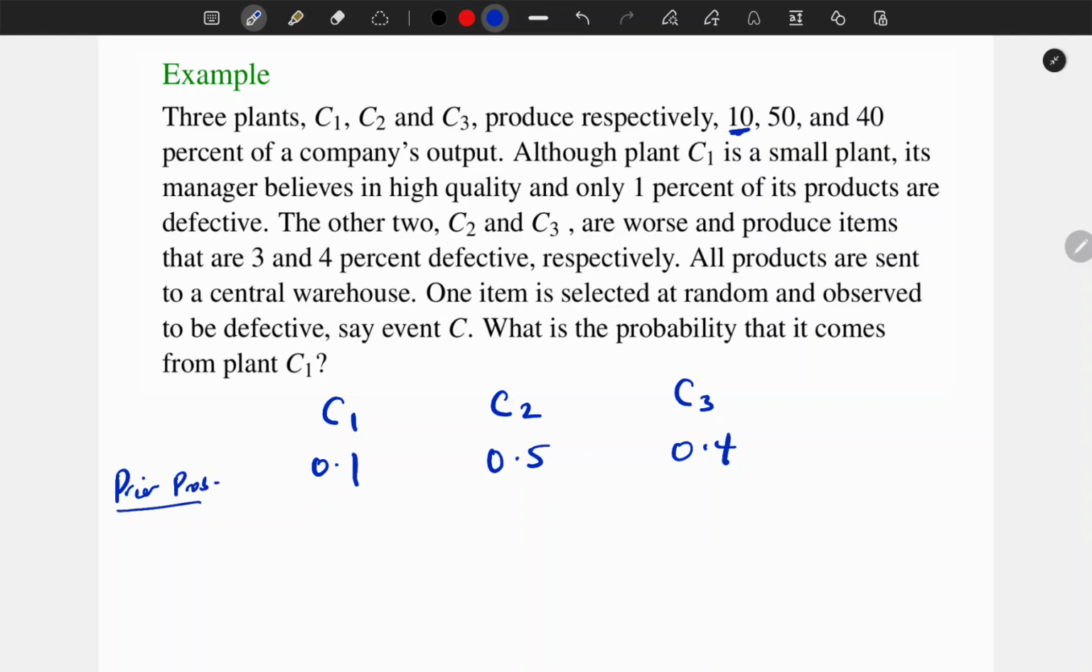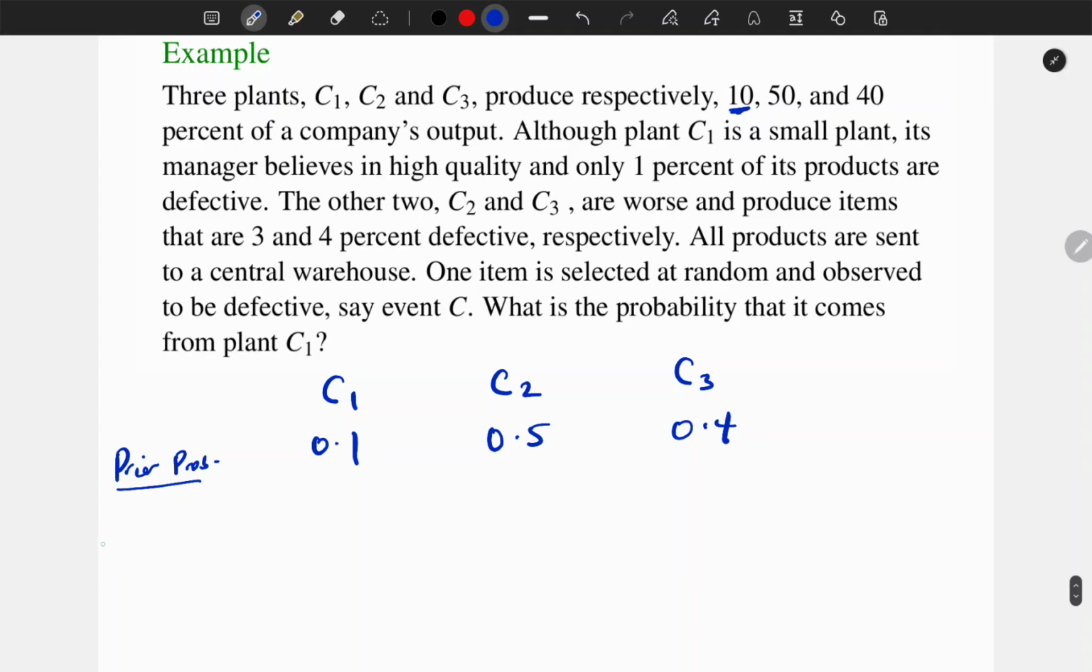So the percent of defective from C1 is 1%, that is 0.01. From C2 we have 3%, that is 0.03. And from C3 we have 4%, that is 0.04.